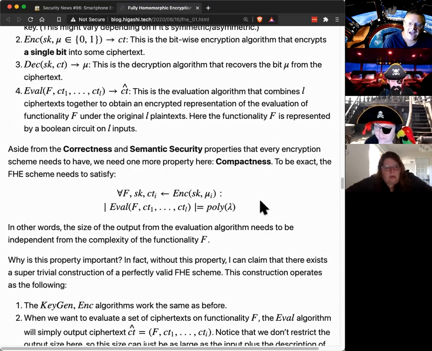Then you can do math on the output, and then you can look at the output and have a limited decryption where you find out what the answer was without finding out how people voted. And that's the point of it.